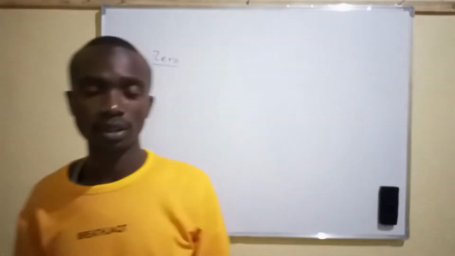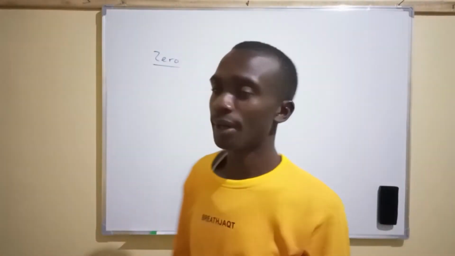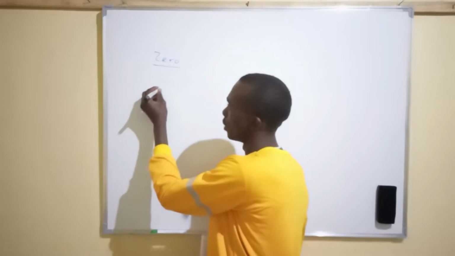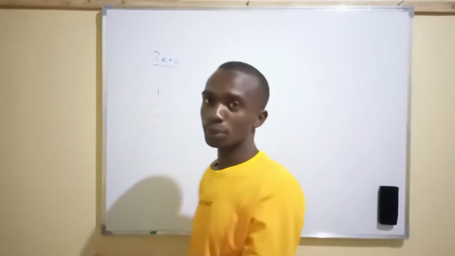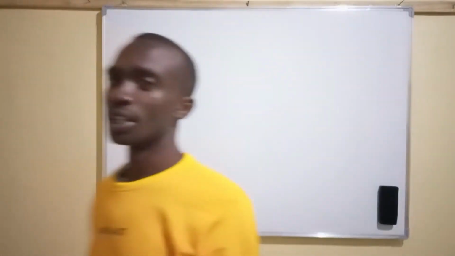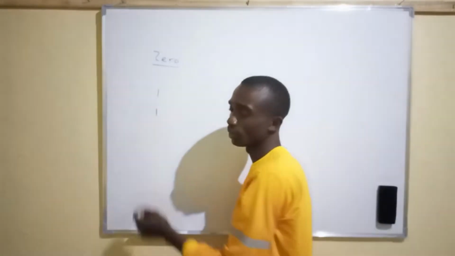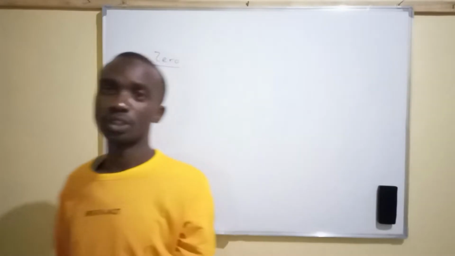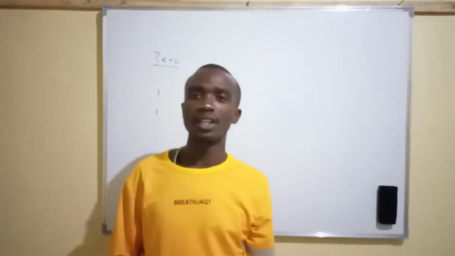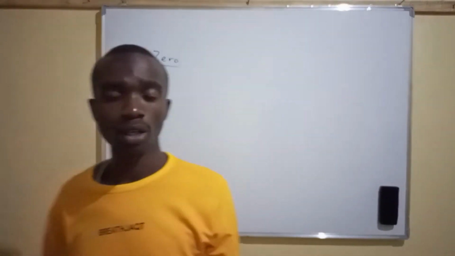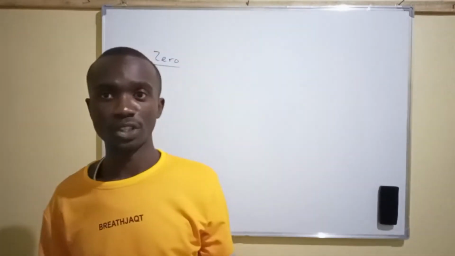For example, if I have a number like 1, let me assume that I have two ones. In this case, this is the first one and the second one. Deciding to put 0 at any given point on 1, I can either put it on the left hand side or the right hand side. The meaning of that number will change.